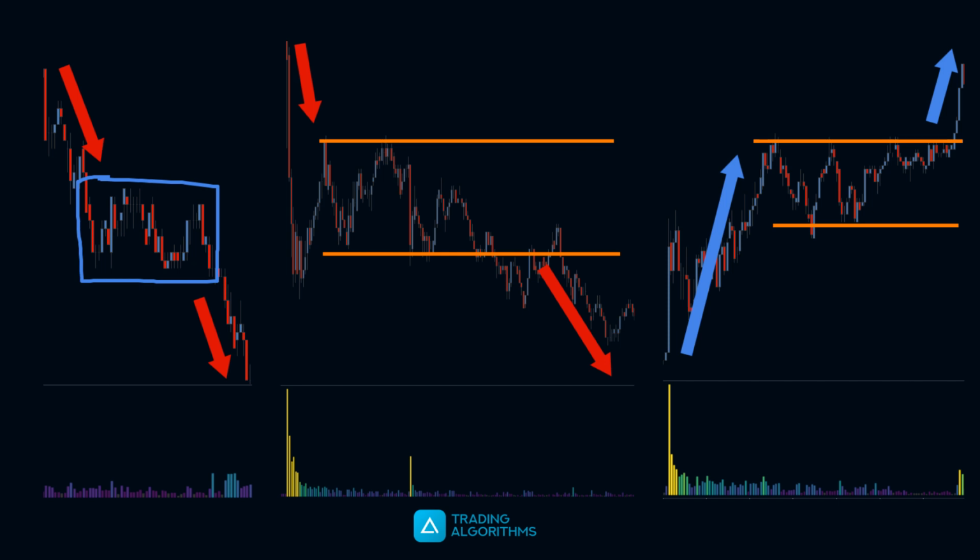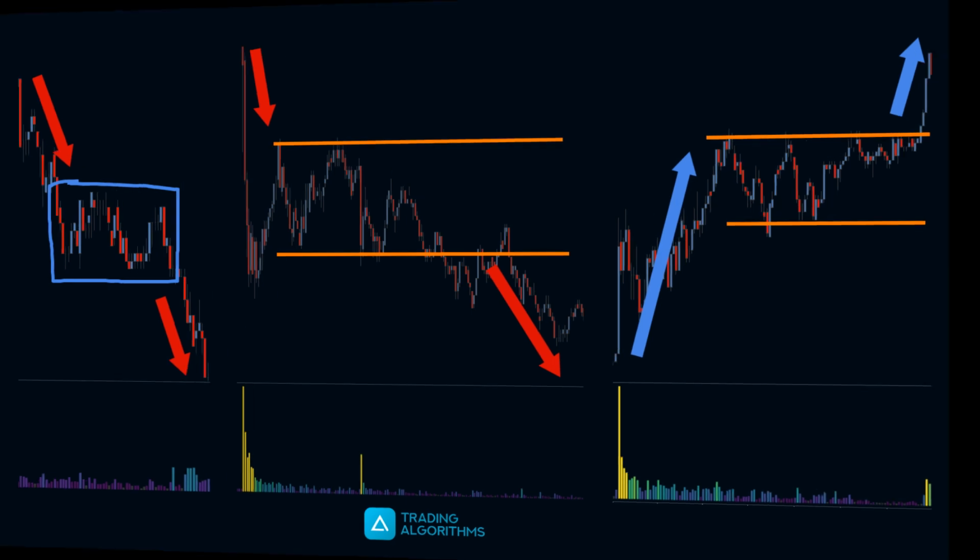There are probably other patterns in corrections, but these three options are clear to me. If you know others, please write in the comments.